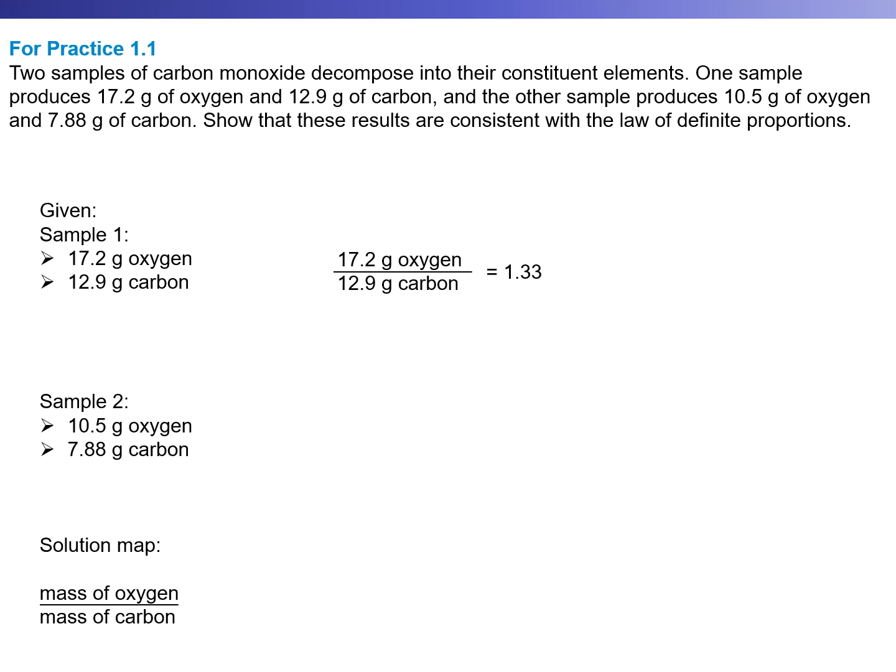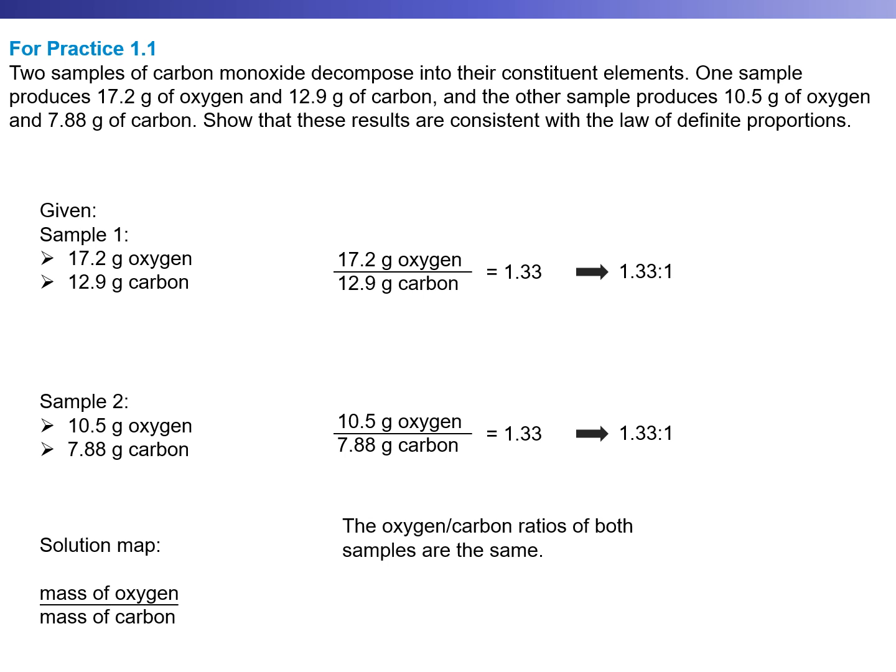Now another way that we could say that is we could write it as a ratio. And we could write it like this, 1.33 to 1. And what that's telling us is that we have 1.33 grams of oxygen for every 1 gram of carbon dioxide. Now when we run sample 2 through the same mathematical formula, we should get the same numbers. So let's try it out. So if we take 10.5 and divide it by 7.88, we in fact do get 1.33. And we could write the ratio the same way. So based upon these two calculations, we would determine that the oxygen-carbon ratios for two samples are the same and that in both cases we were dealing with carbon monoxide.